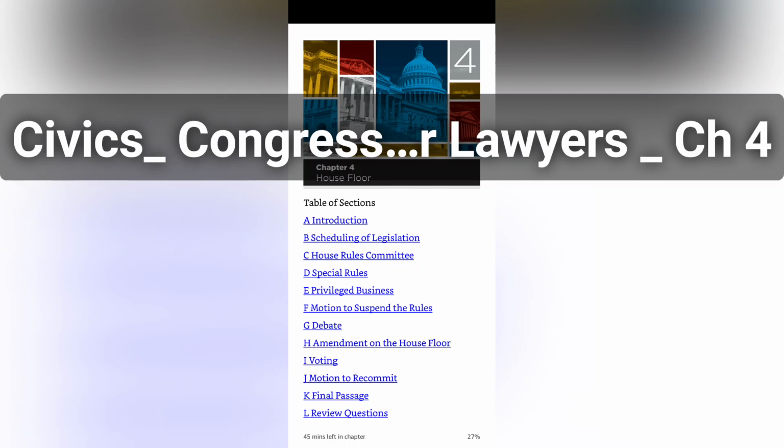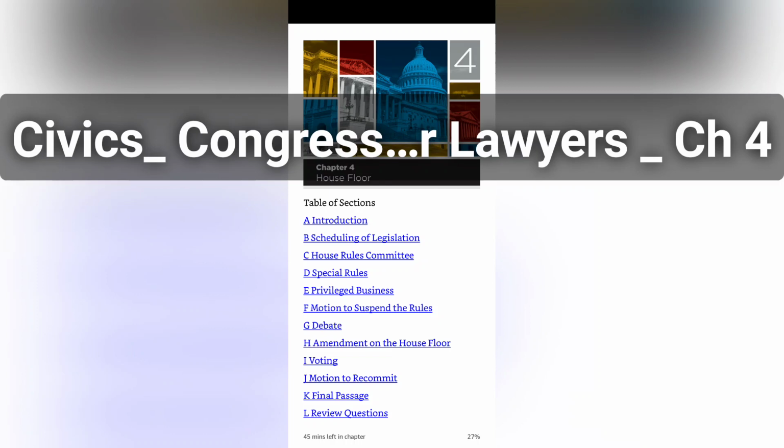If the special rule is adopted, the House usually convenes the Committee of the Whole House on the State of the Union. The Committee of the Whole, as it is commonly called, is made up of all the members of the House. It is, in effect, the House of Representatives in a different parliamentary form.